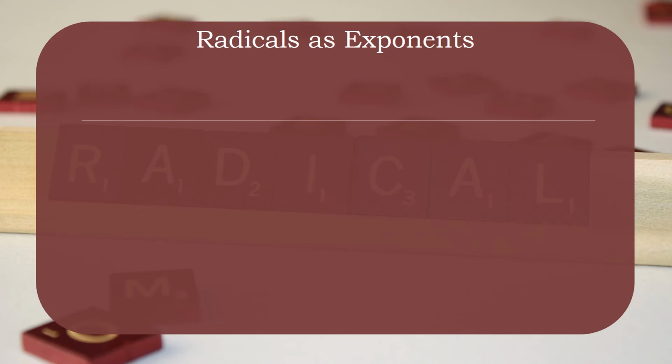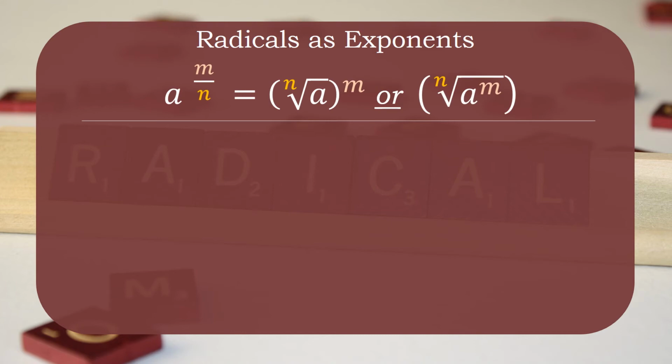Let's look at another rule. A raised to the power of m over n is the same thing as the nth root of a, all raised to a power of m, or the nth root of a raised to the power of m. I know this can look a bit confusing, but notice the n is in the denominator, will always be your index.